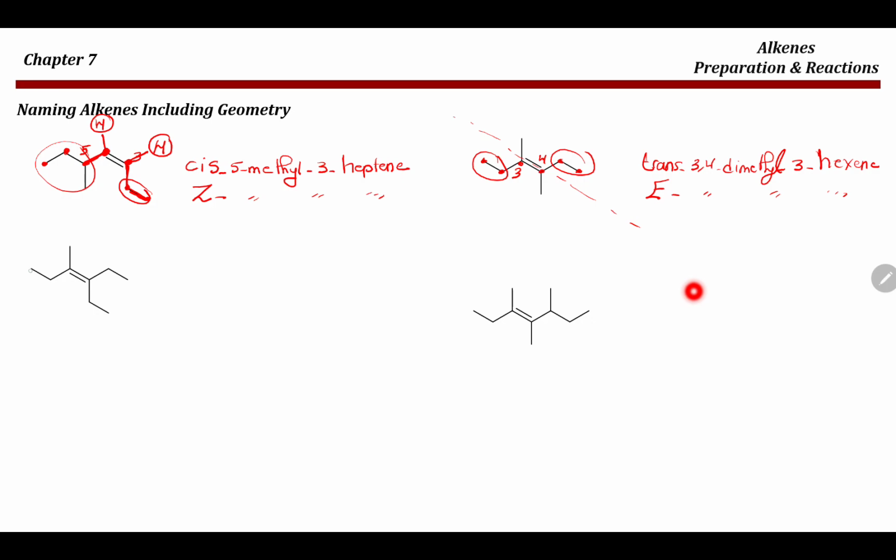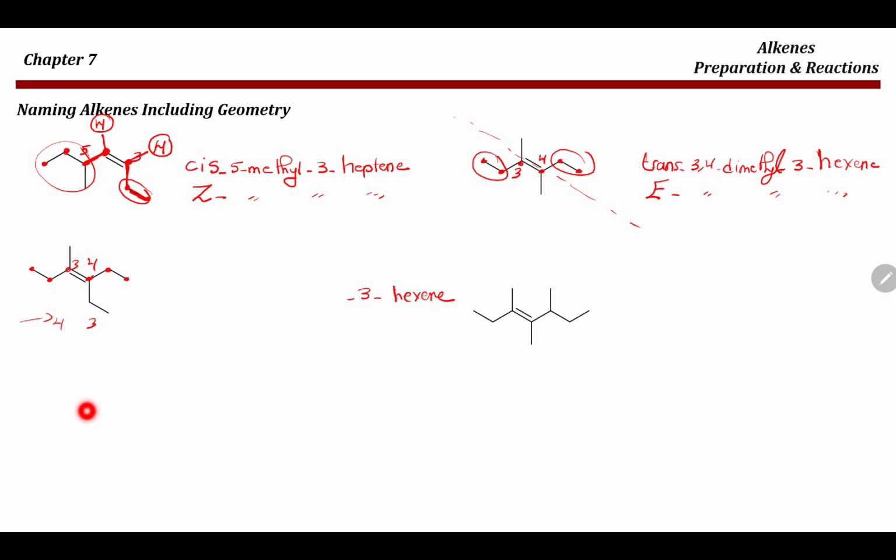Let's move on to this example. 1, 2, 3, 4, 5, 6. So this is hexene. The double bond is at position 3. Now, if I start counting from the left side, I will get 3, 4. If I start counting from the right side, I will also get 3, 4.